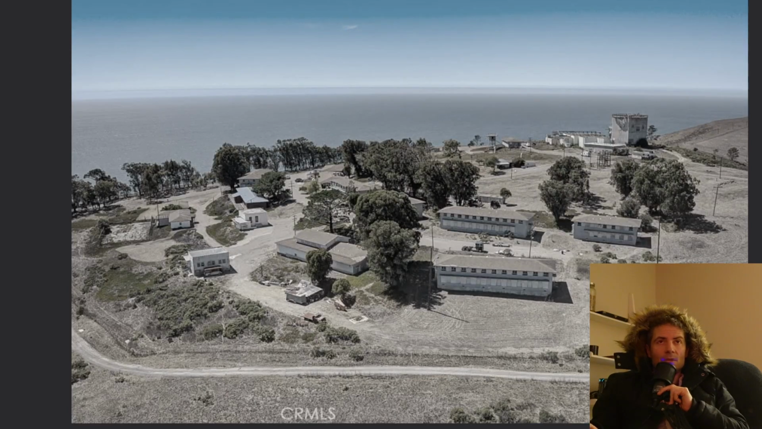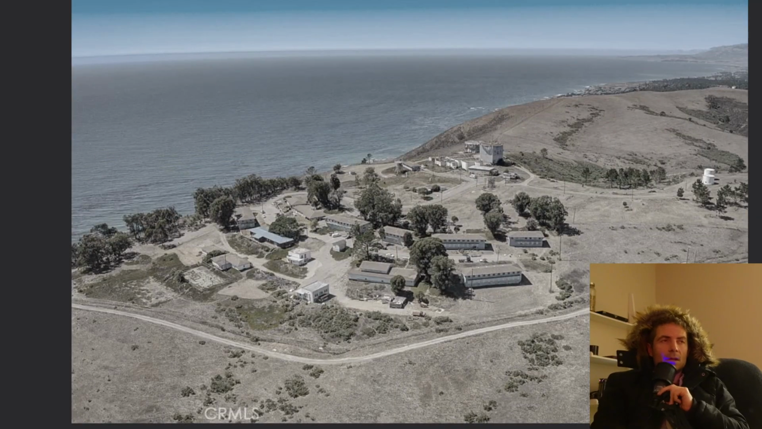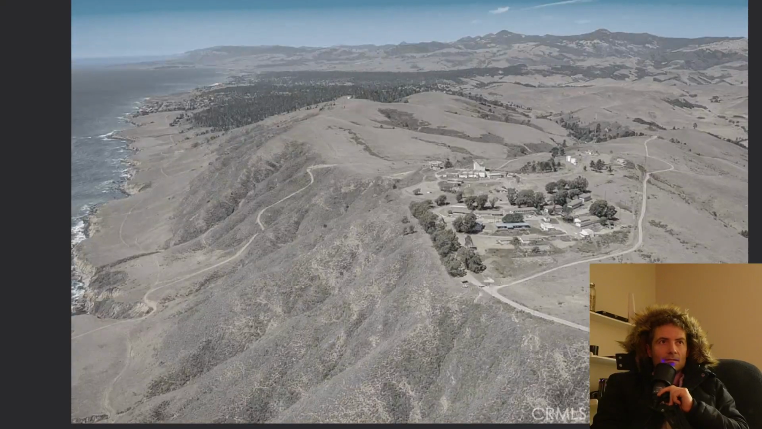This looks like it could be... I mean, it definitely could be a cult. Was it a cult? Oh my gosh, look at this space. Look at those hills.